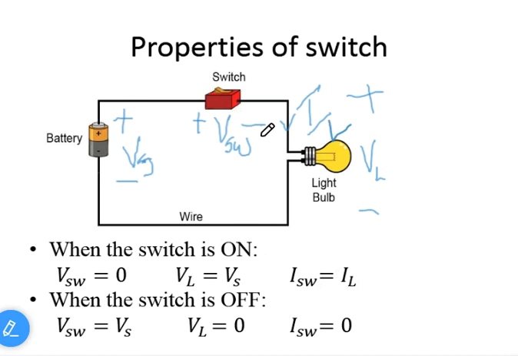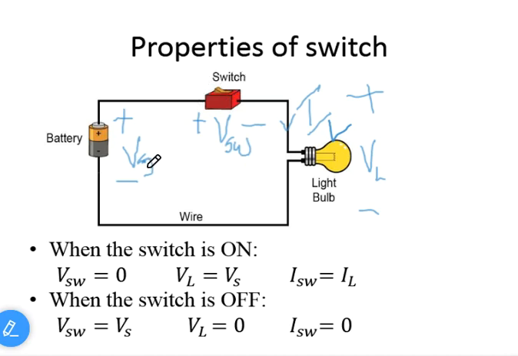Let us take the other case when the switch is off. When you turn off the switch, what happens? The bulb will be turned off. Why is the bulb turned off? Because there is no voltage across the bulb. If there is no voltage across the bulb, what happens to the entire battery voltage? The battery voltage now appears across the switch.